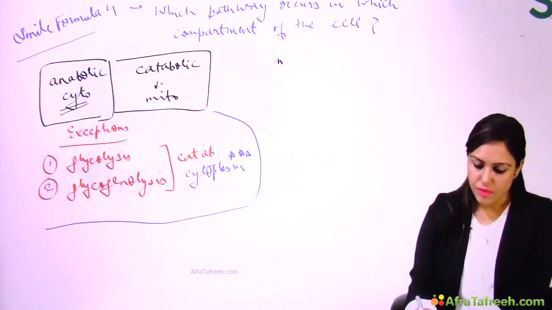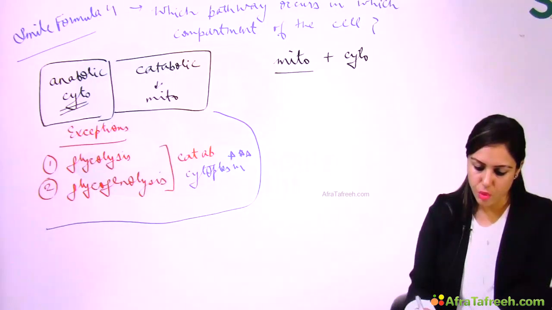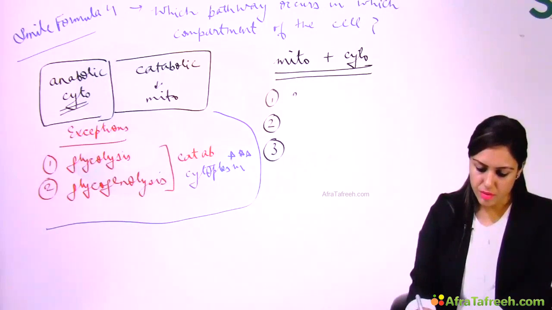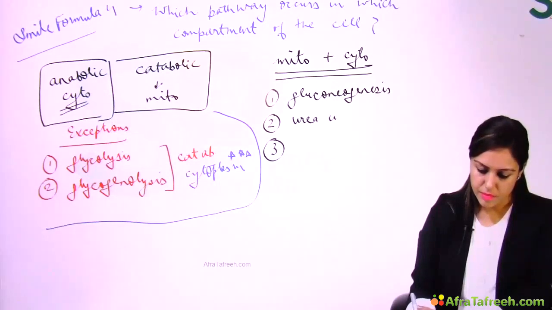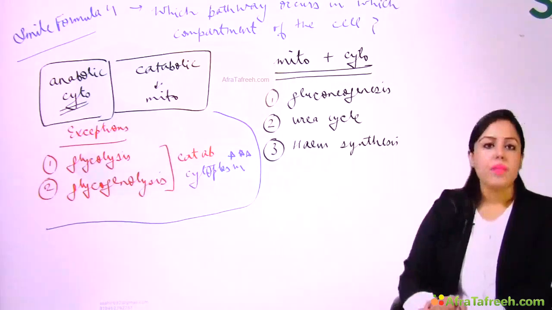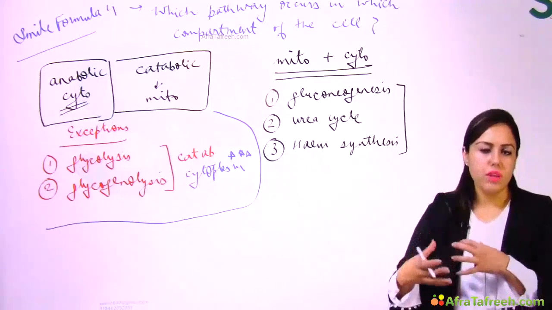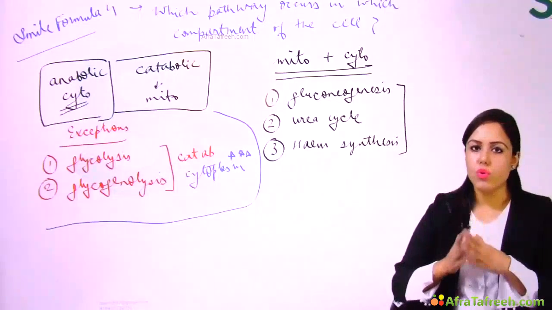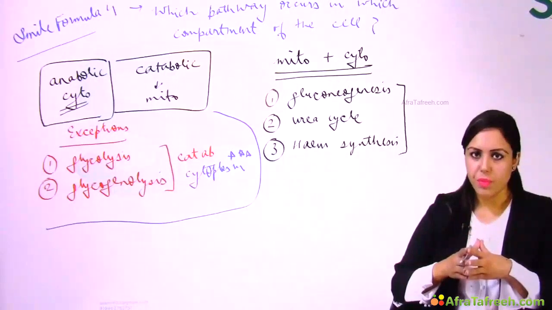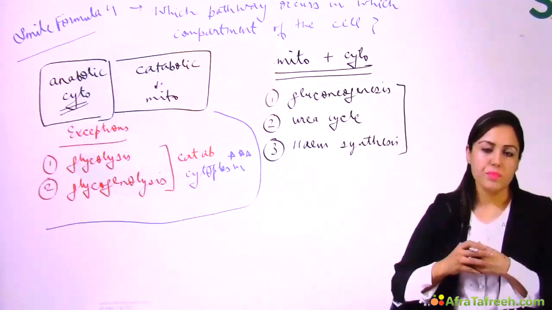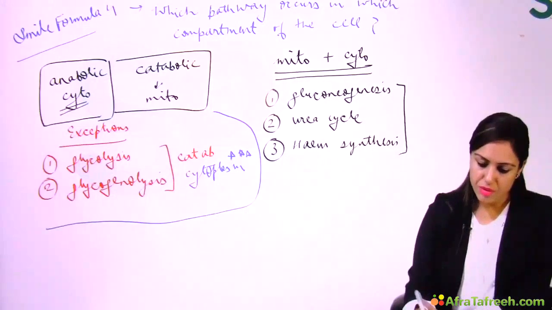Now one more thing, that a few pathways occur in both mitochondria and cytoplasm. Three here you have to learn: gluconeogenesis, urea cycle, and heme synthesis. When these three pathways occur, both mitochondria and cytoplasm are used. How to learn this? Can you see something common in these three pathways? Can you see something common? Think.